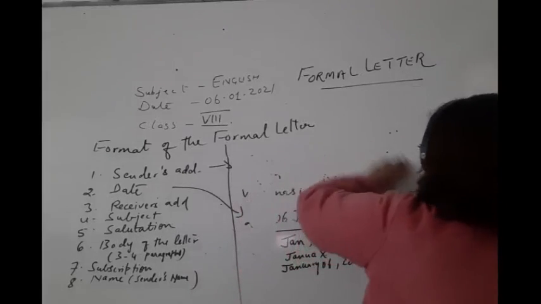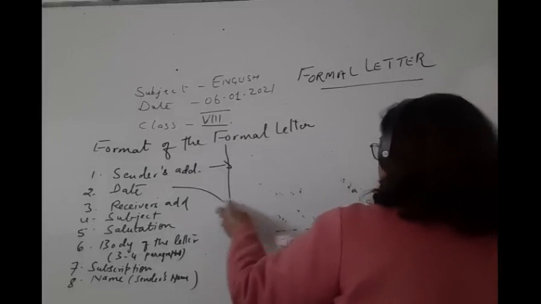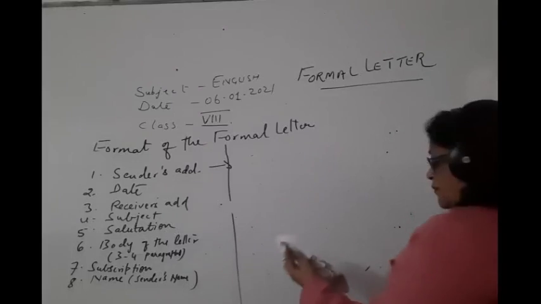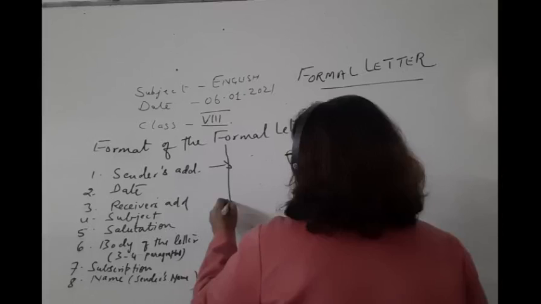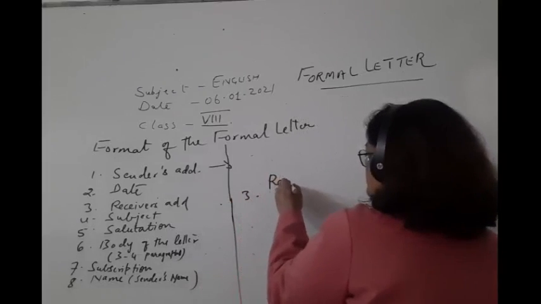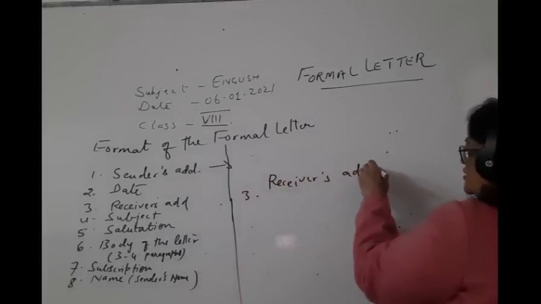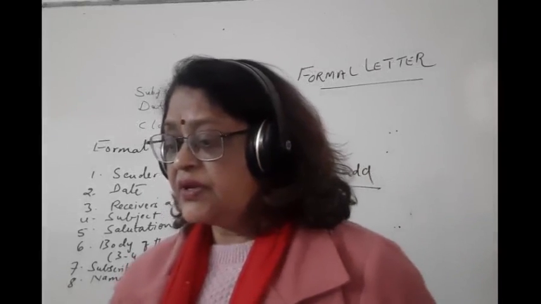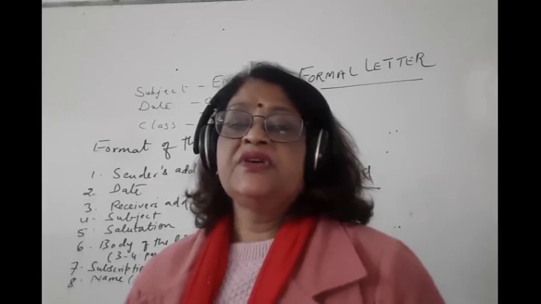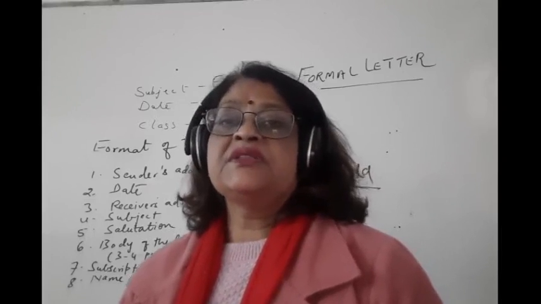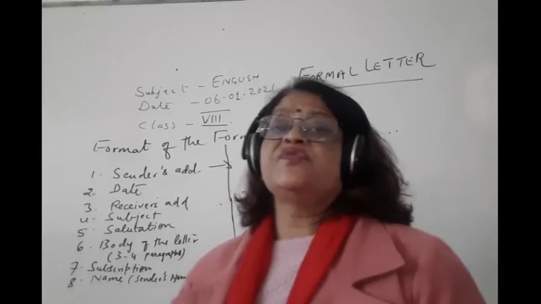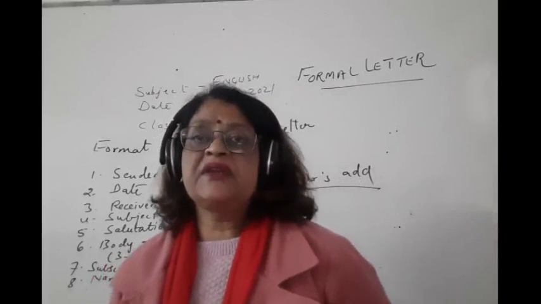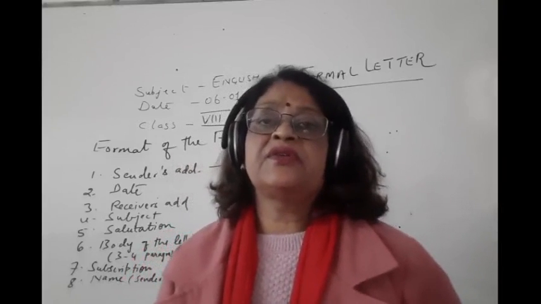Now we will come to the third part, that is the receiver's address. Children, this is the part where we have to do a little bit of thinking. Suppose you are writing a letter to the traffic police, so you have to write the traffic manager. Or if your scooty or bike is stolen, then you will write the receiver's address as the SHO, Police Station, Varanasi, something like that. Or the chairman, APS Varanasi, or the manager, or the director.